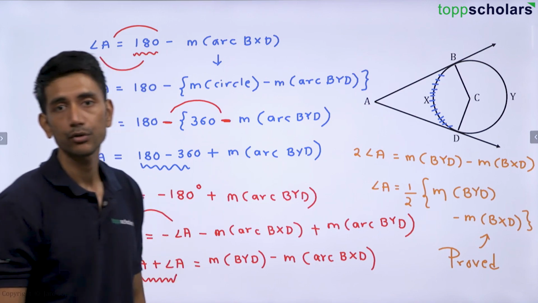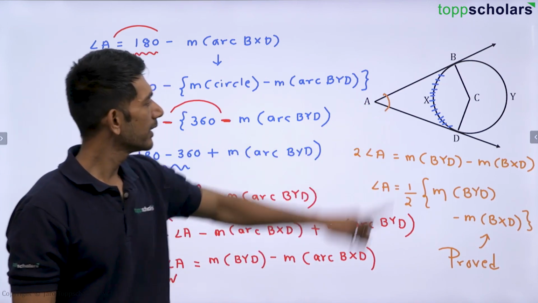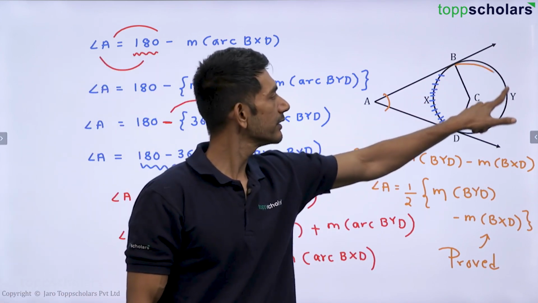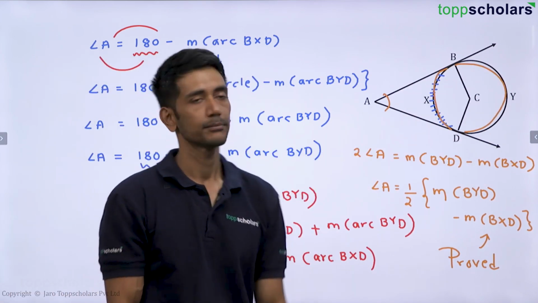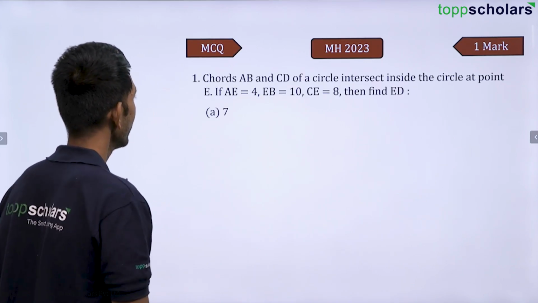I hope this is clear to all of you. Simple. We have proved that this angle is the difference of this arc and this arc. Perfect. Let's continue. Okay, a one marker, very easy.